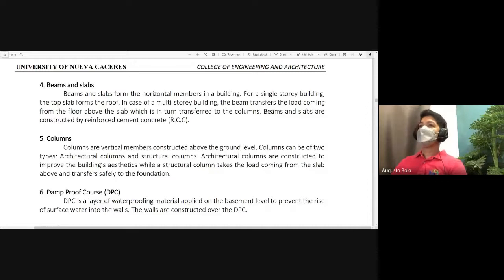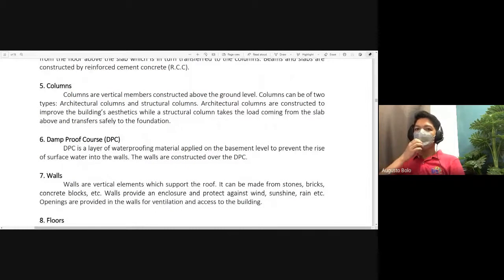Thank you, Hazel. So also same with beams and slab. This is just a common part of the structure, the column. Any vertical part of your structure from the ground level hanggang kung ilang story siya, columns. Damp proof course, DPC. Jenaline Rodero, kindly read please.